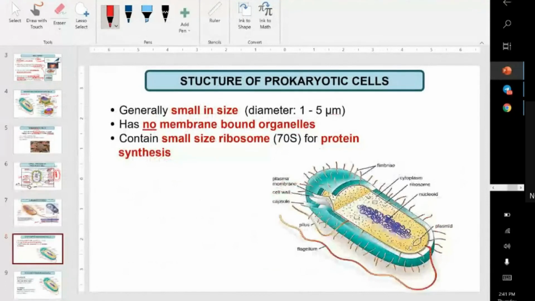Generally small in size. Small in size meaning that they are very micro. We can only observe them using a microscope, magnified a few hundred times. They have no membrane-enclosed organelles. They contain small-sized ribosomes for protein synthesis. So they also have ribosomes, but the size of their ribosomes is not similar to ours.